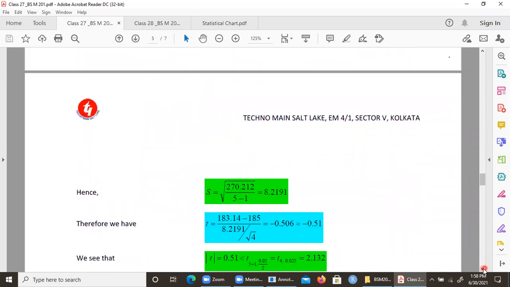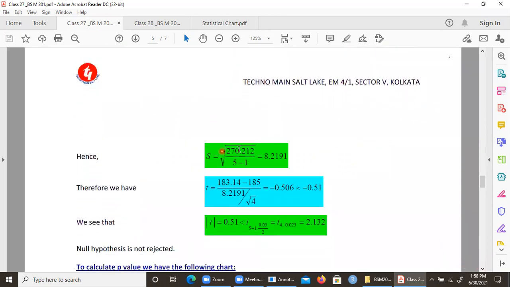But at the time of division, we have to keep in mind that we need to divide this quantity 270.212 by sample size minus 1. And our sample size is 5. So it would be divided by 4, which is 8.2191. Okay, so we got our capital S.